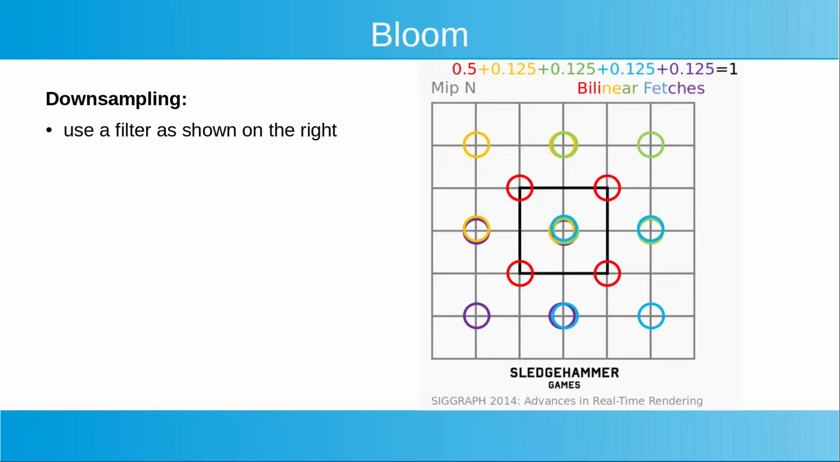For downsampling from one MIP level into the next one, we use a filter. This filter samples the current texel shown in the center of the picture. Additionally, it takes 12 surrounding samples. The filter assigns weights to all 13 samples, adds them together, and outputs them into the next smaller mipmap. The weights are color-coded in the picture, which by the way is taken from the original 2014 Siggraph presentation by Jorge.